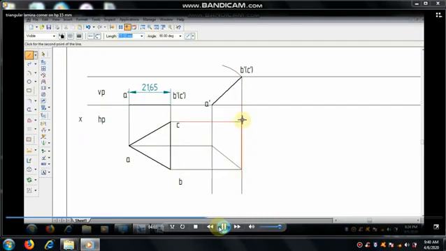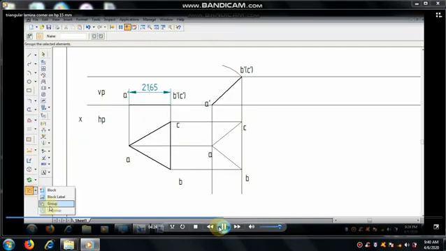Join the points A, B, C. Text the corners A dash, A, B, C. Group the entities and make it 0.5 mm thickness.